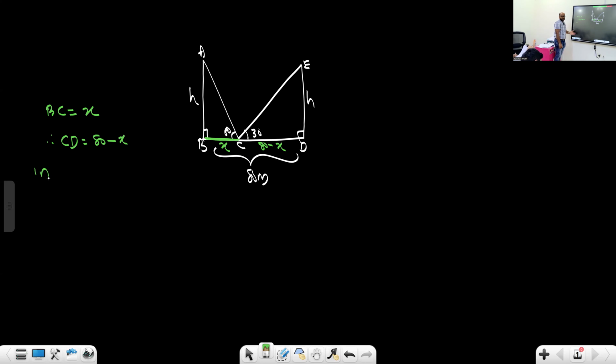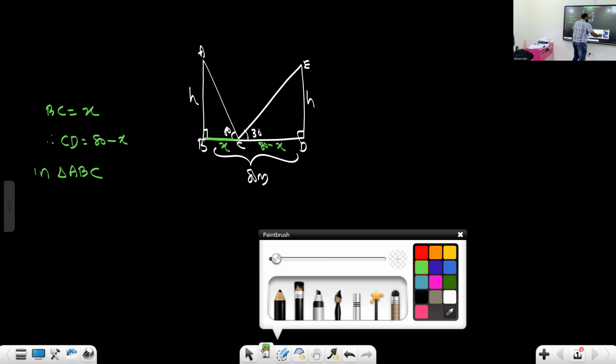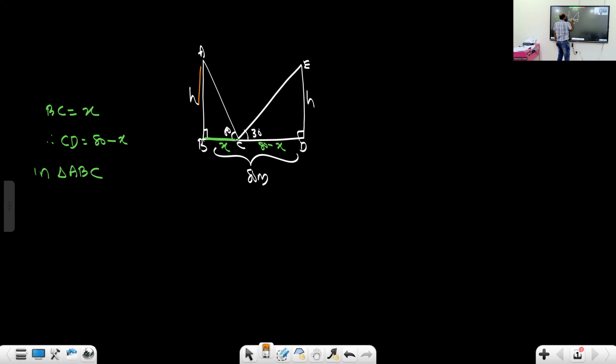In triangle ABC, which angle is there in ABC? 60. According to this angle, what side is this? This is the opposite side. And this is the adjacent side. Which is opposite and adjacent? Tan. So, in triangle ABC, tan 60 equals h by x.